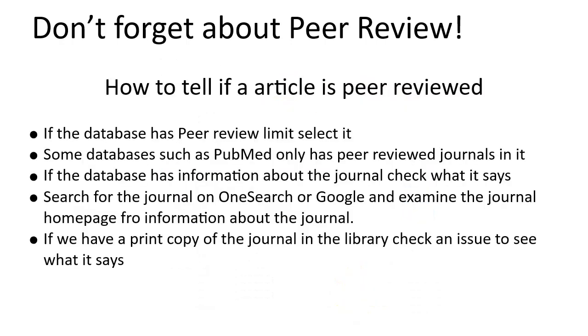How can you tell if an article has been peer reviewed? As I said just a second ago, if the database has a limit for peer review, take that. Some databases are all peer review, so you don't have to worry about it. If the database has information about the journals contained in it, investigate that. You can often search for the journal in OneSearch or in Google and examine the journal homepage to determine if there's information about the journal and if it says it's peer reviewed or not.